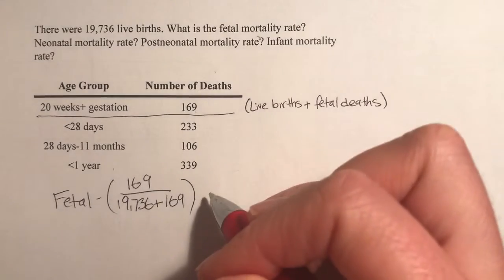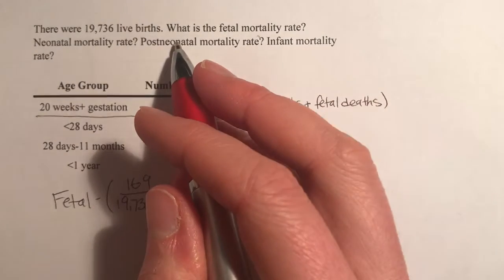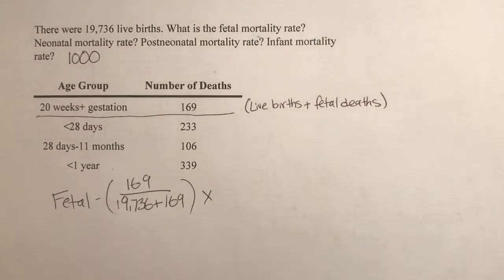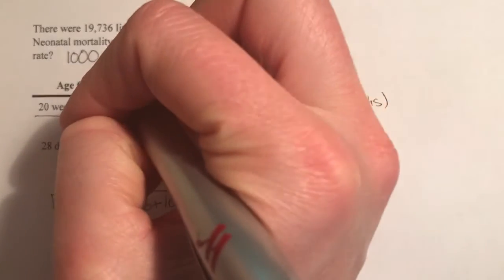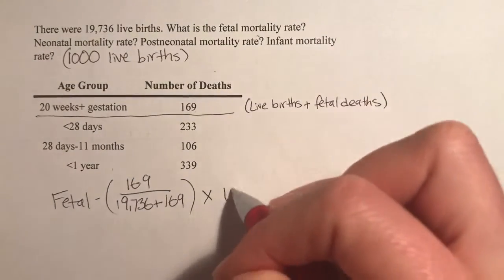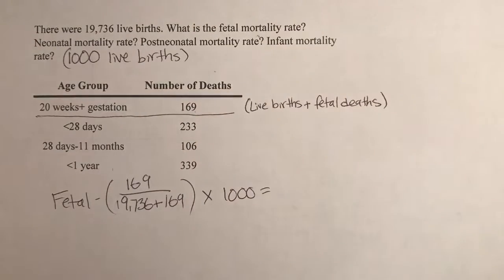And then we're going to multiply that by our constant. Now I realize I didn't put it in this example, so I'm going to go ahead and write it up here. Generally, infant mortality rates are expressed per 1,000 live births. So we're going to use that as our constant. We'll use 1,000 as our constant here.